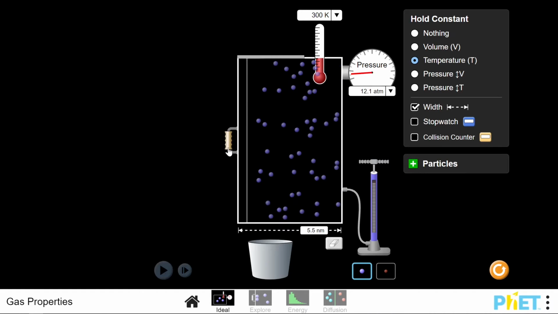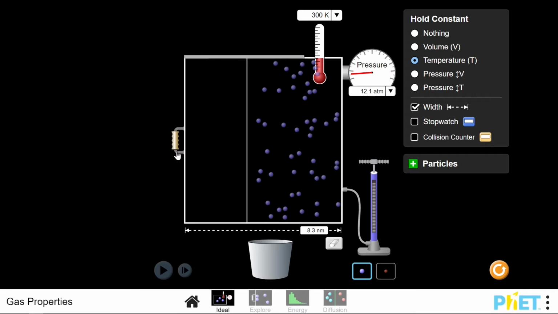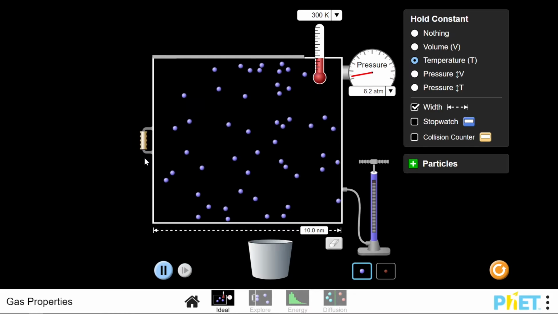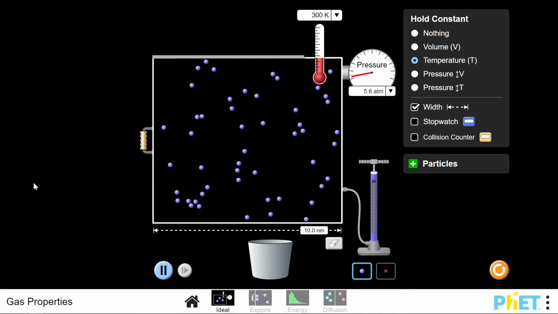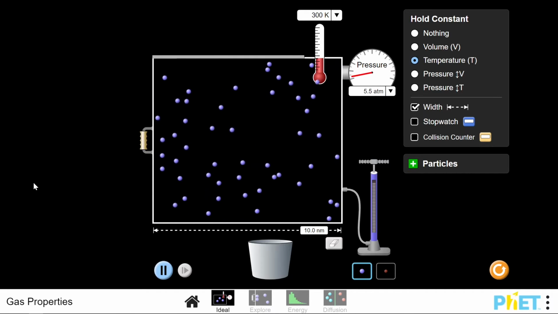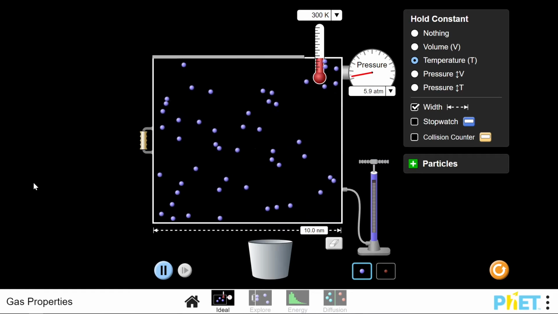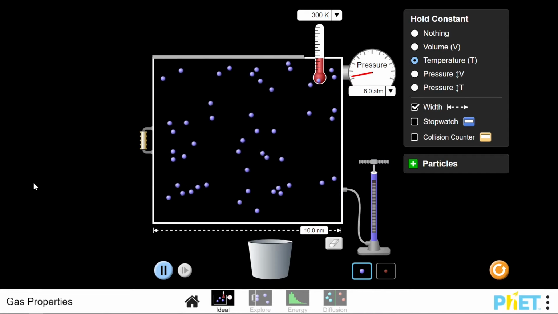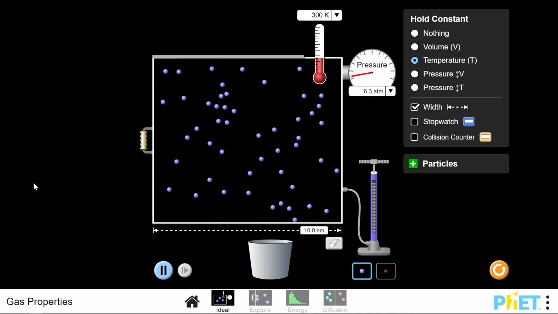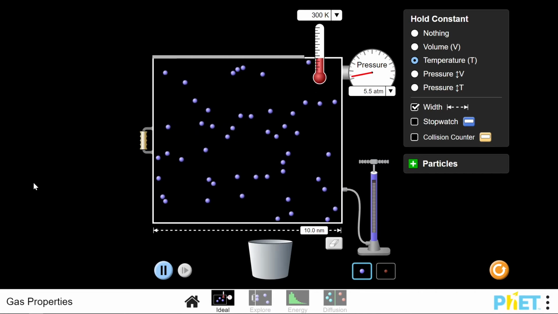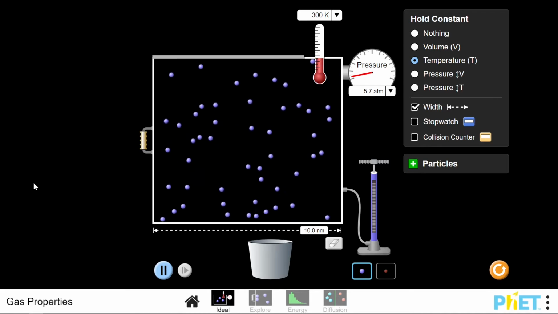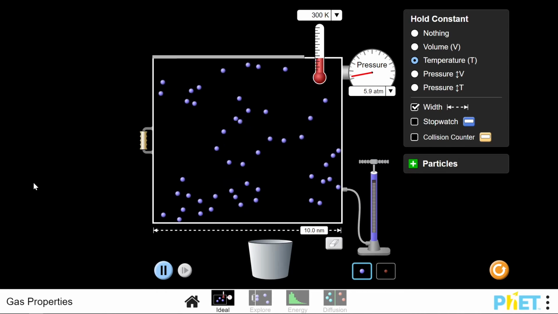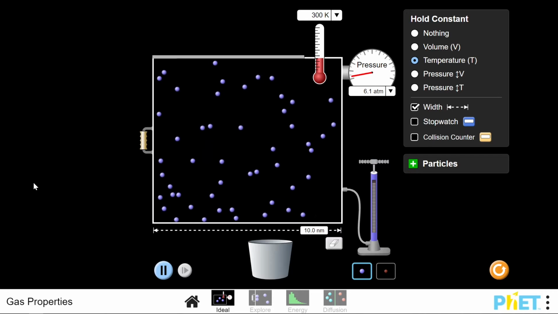Well, let's try it. I will double the volume of the container. If I can get it out there. There we go. Now, doubling the volume of the container, it's now 10 wide. And our pressure has dropped. I love how it bounces around like that. Somewhere maybe 5.7? 5.8? I don't know. Somewhere in there.